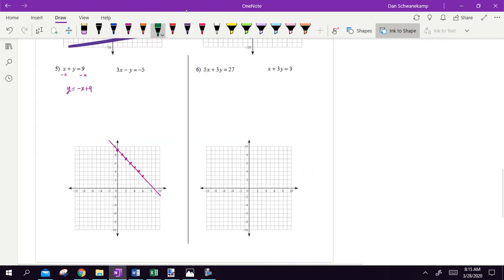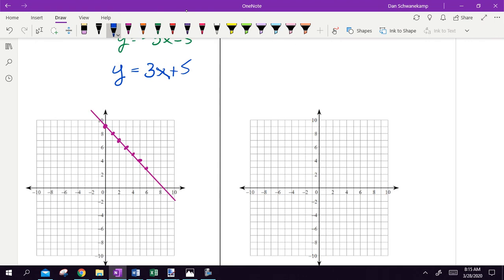The second one, subtract 3x. Negative y equals negative 3x minus 5. Multiply everything by a negative 1 to get rid of that negative sign. So it's going to be y equals 3x plus 5. If I graph that, I'm starting at positive 5. You've got a slope of 3. 1, 2, 3 over 1. Boom. I found the spot.